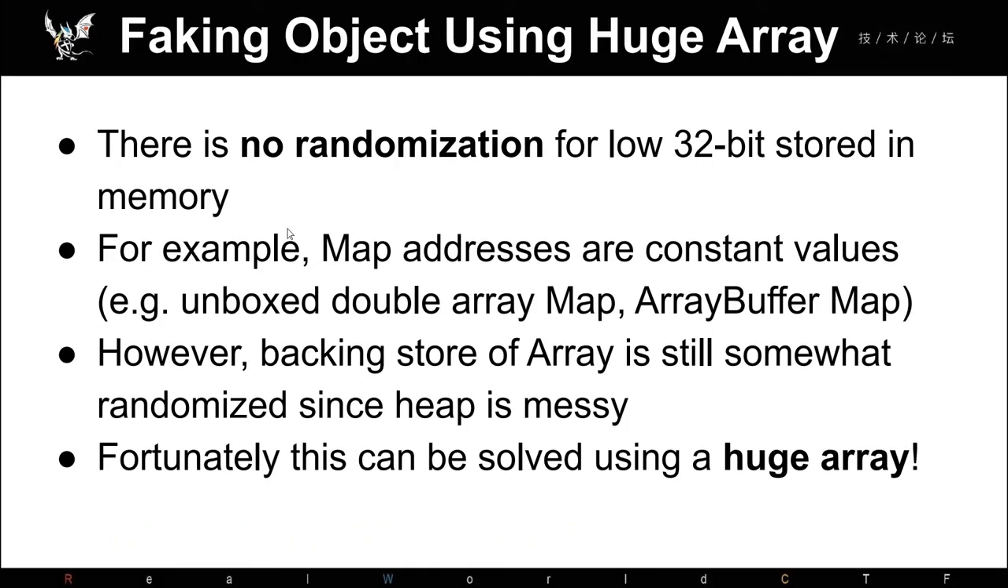However, the fortunate thing is there is no randomization for the low 32 bits stored in the memory. For example, the map addresses are constant values, like the unboxed double array map and the map of array buffer. However, the backing store of an array is still somewhat randomized since the heap is very messy. Fortunately, this can be solved using a huge array.